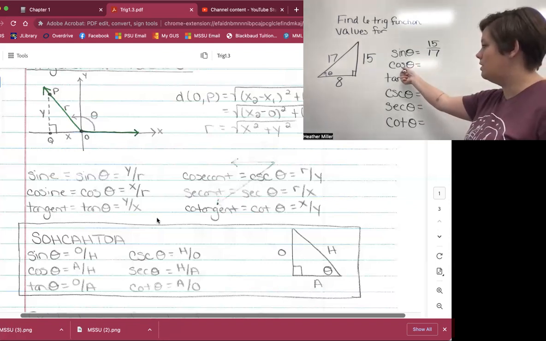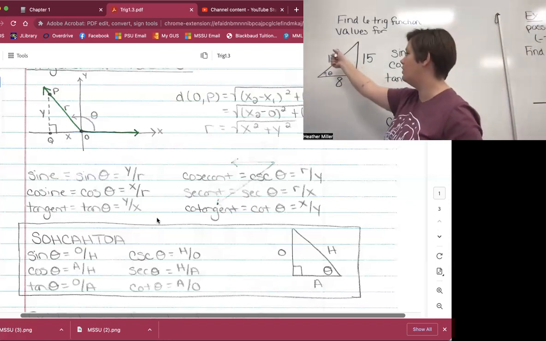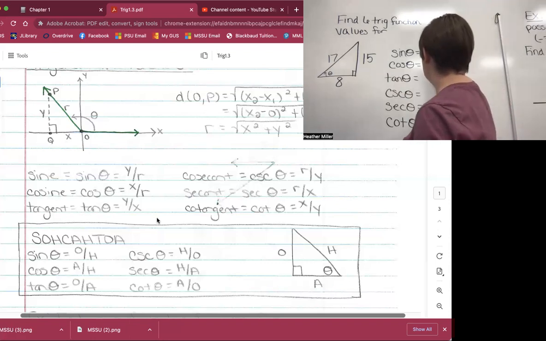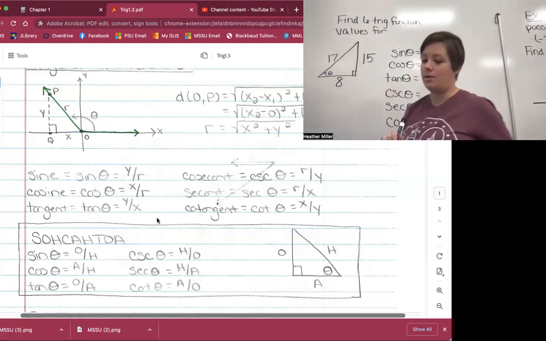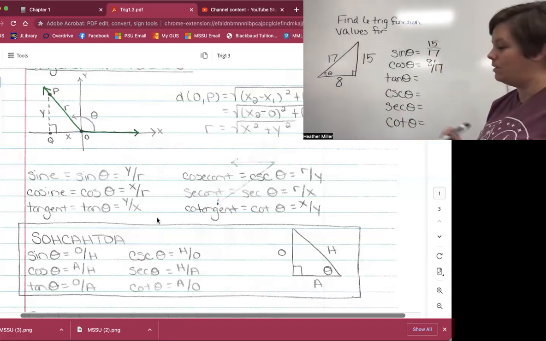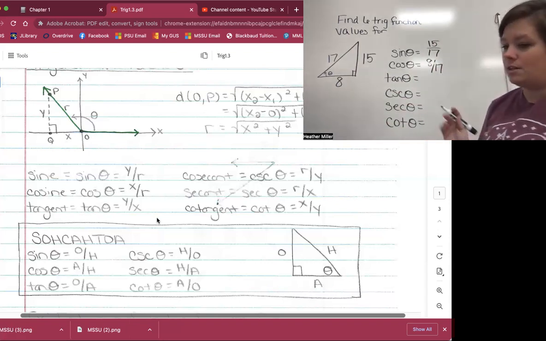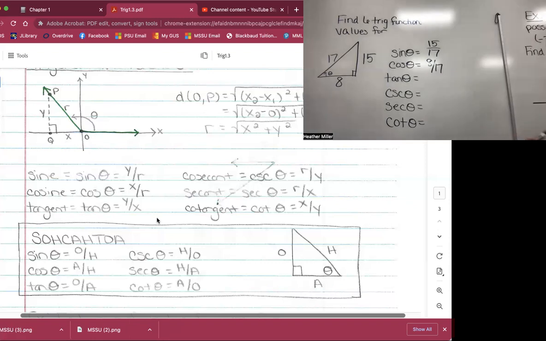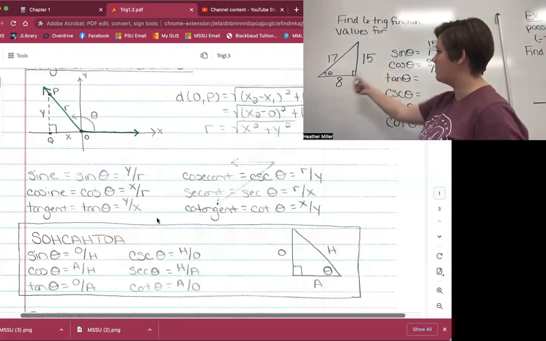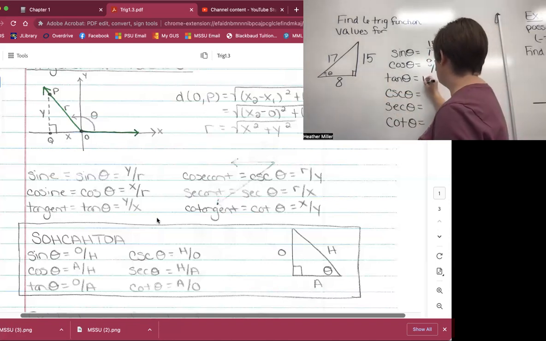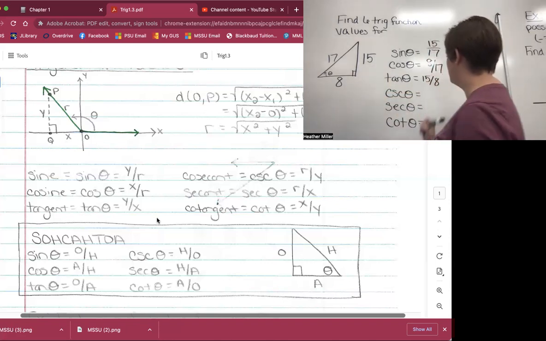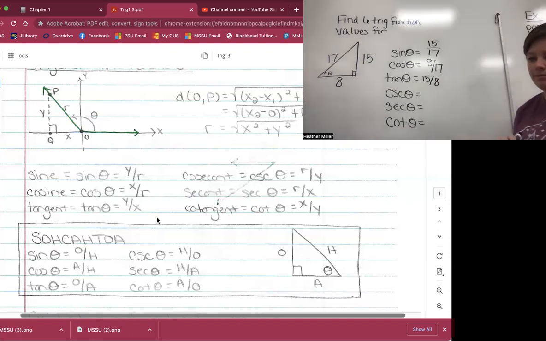So cosine then is x over r, so that would be 8 over 17. That's adjacent over hypotenuse. Then we go down to tangent. Tangent is going to be y over x, or opposite over adjacent. So that's 15 over 8. And there we did half the problem already.